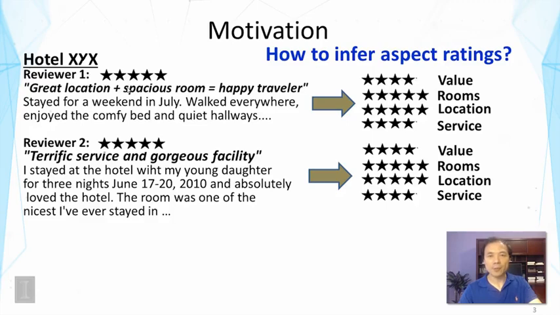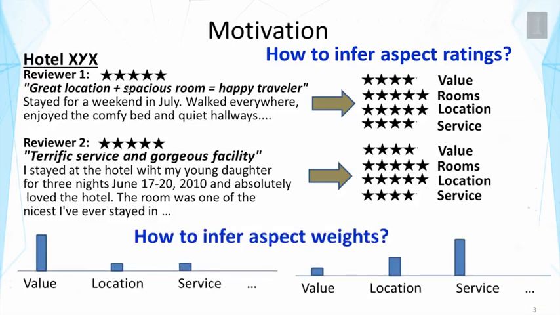Now, not only do we want to infer these aspect ratings, we also want to infer the aspect weights. So some reviewers may care more about values as opposed to service, and that would be a case like what's shown on the left for the weight distribution, where you can see a lot of weight is placed on value. But others might care more about service, and therefore they might place more weight on service than value.